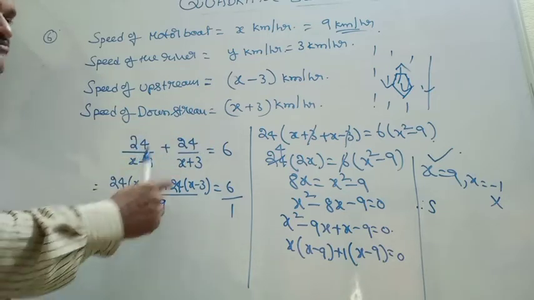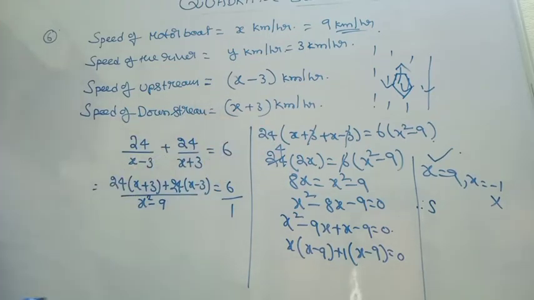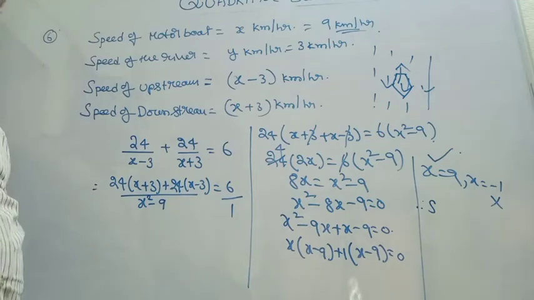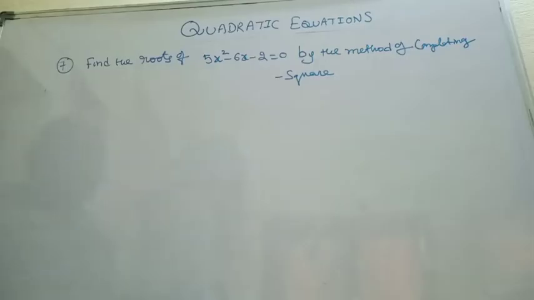We simplified this, and we got a beautiful quadratic equation. By solving this, my dear students, we got x equal to 9. Therefore, the speed of the boat is 9 km per hour. Now we have another interesting problem.